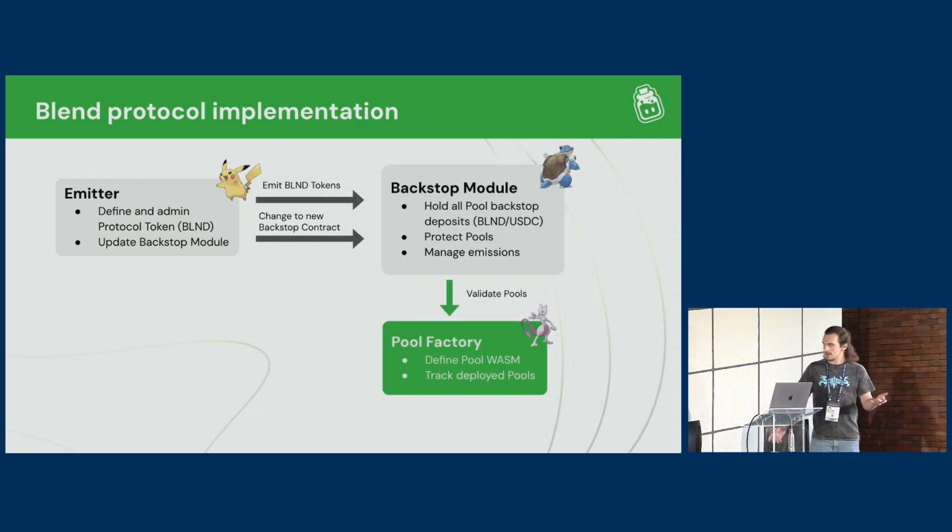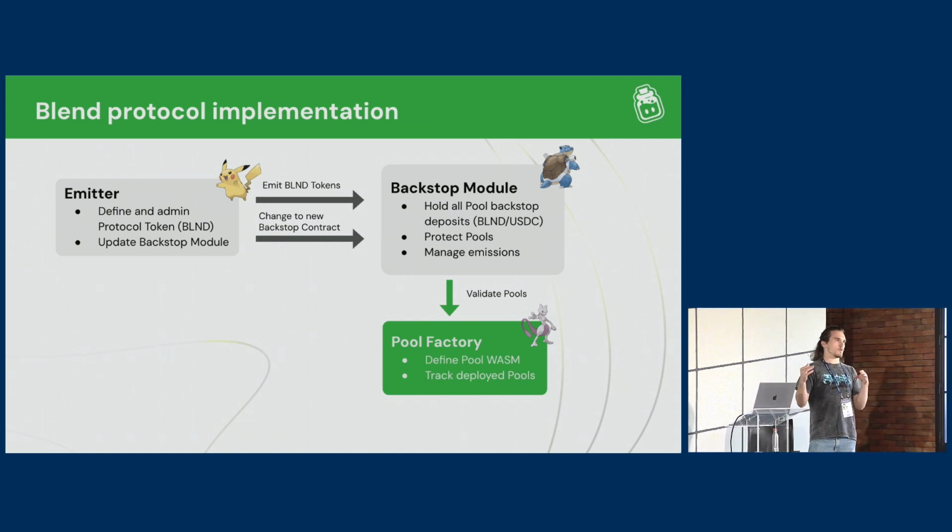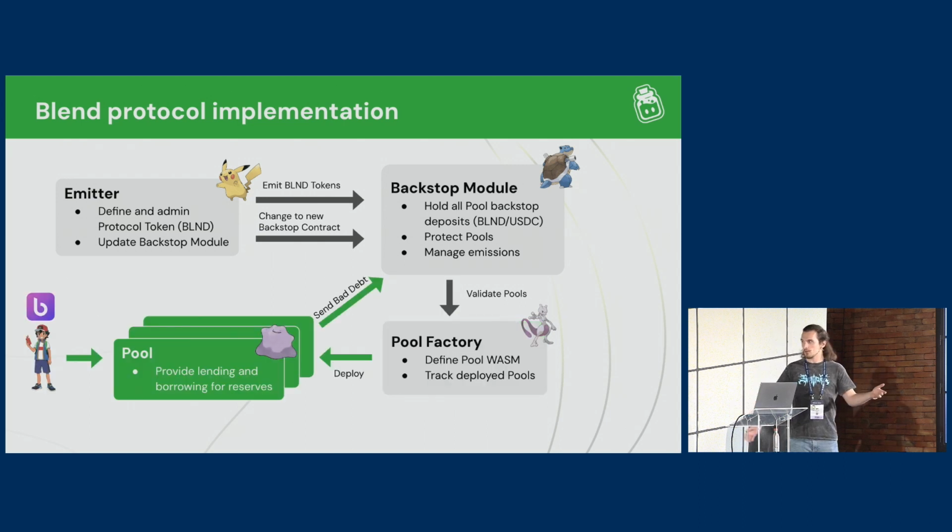The way it does that is it specifies a pool factory, which is the third contract in our system. You'll see by the little Mootz here, this guy can be anything you want it to be. So this actually is the thing that defines the exact hash of the WASM that will be the lending pool. And this is important such that all lending pools within Blend are all the exact same thing, at least at the very base layer.